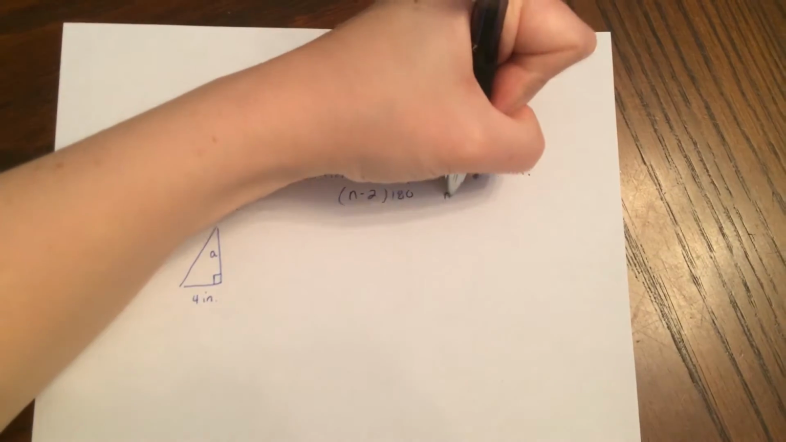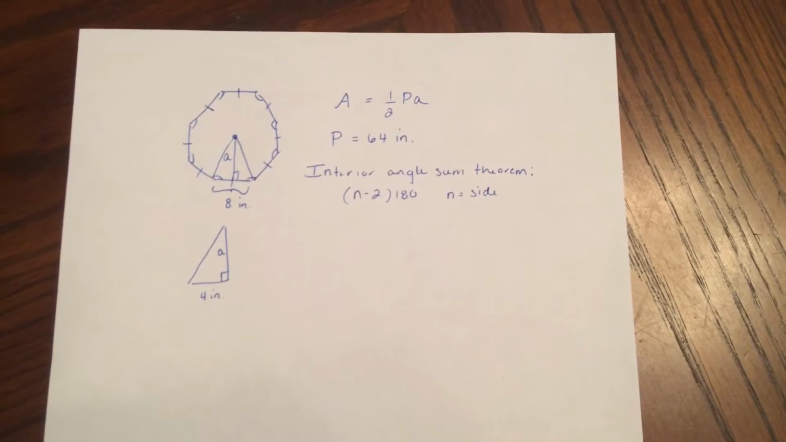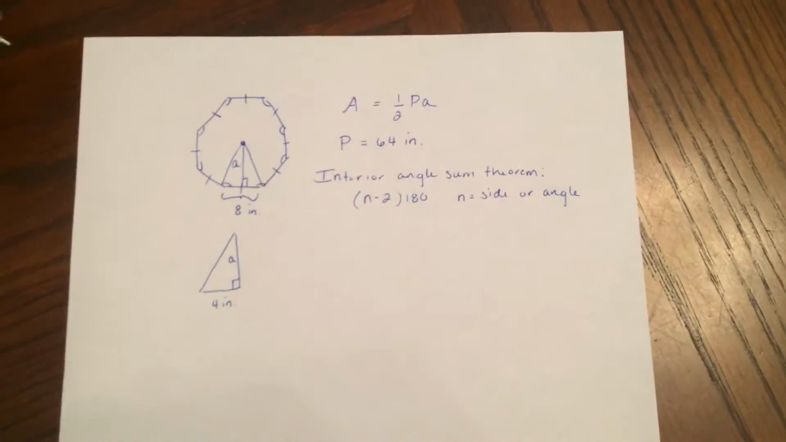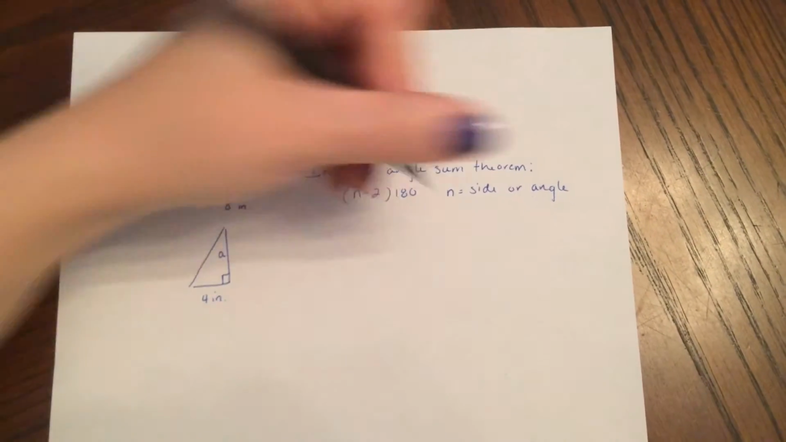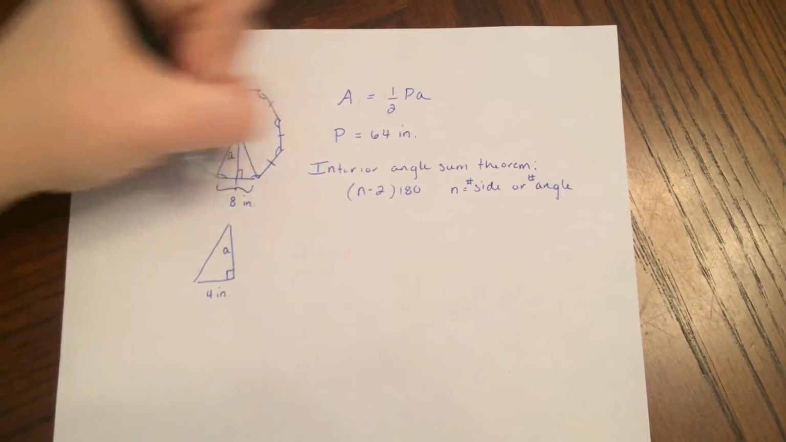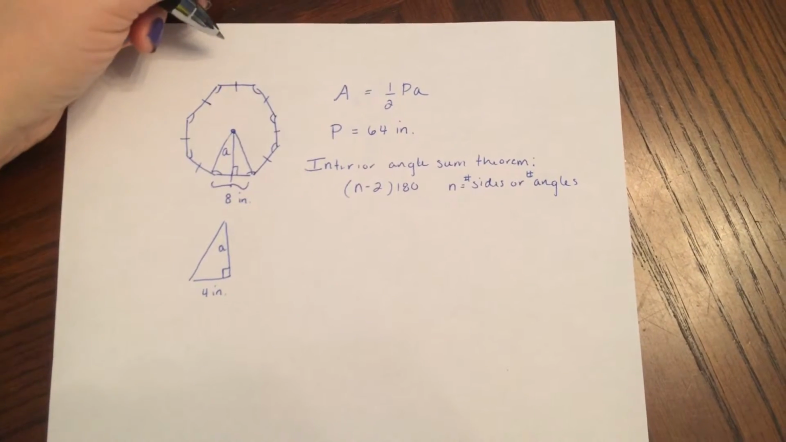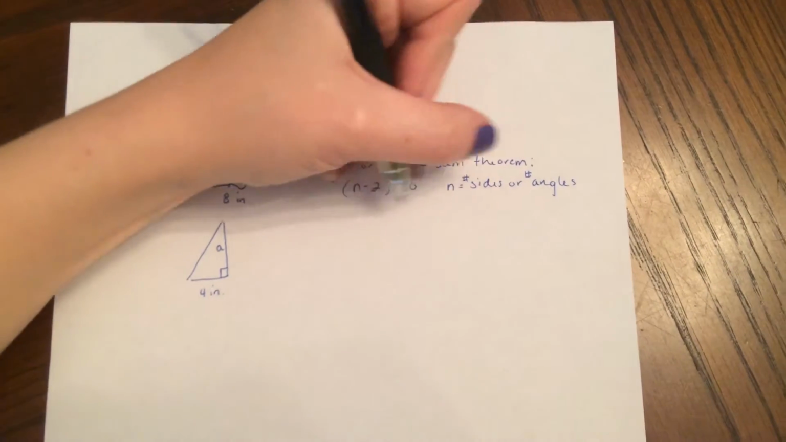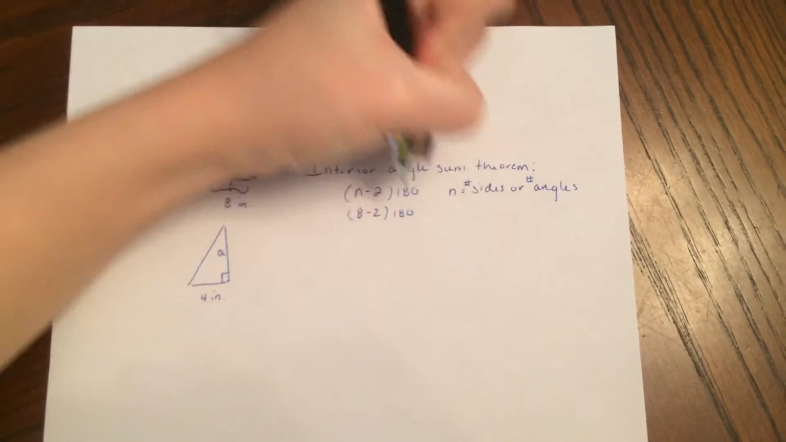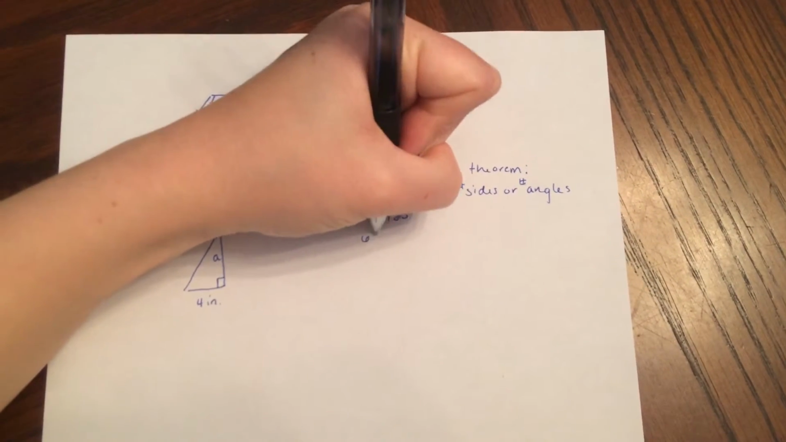Here n represents the number of sides of the polygon, or the number of angles, since all of the angles are congruent as well. We have an octagon, so how many sides do we have? We have 8. I'm going to plug this into my formula: 8 minus 2 times 180, which gives us 6 times 180.